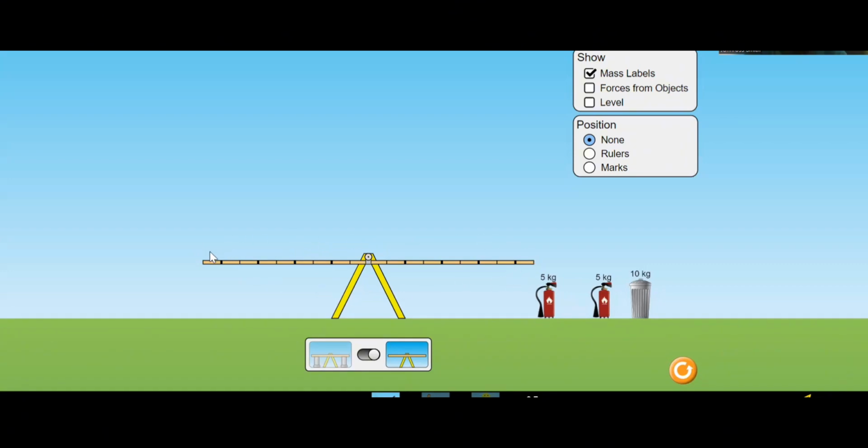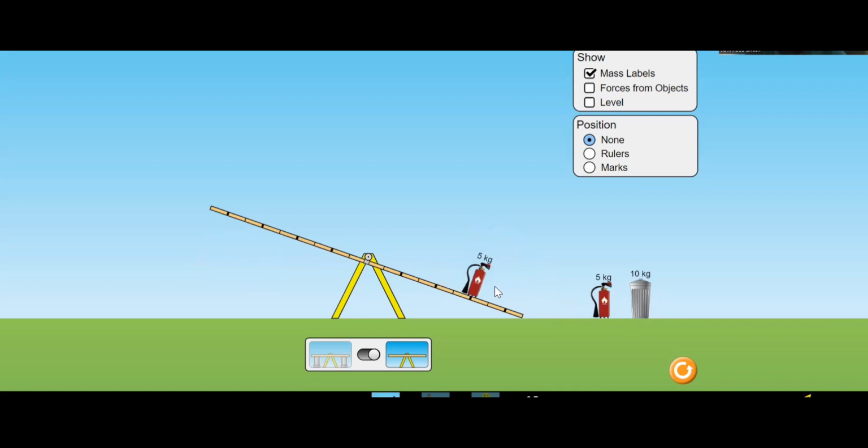Now, this equilibrium position means that we have equal masses on the left side and equal masses on the right side. So therefore, the center of mass is in the center of this object right here. So the center of mass is that point that creates that balancing effect when suspended at that point. Now, what happens if we put an object on one side? We notice now we have more mass on the right side, so it causes the object to fall down to the right.